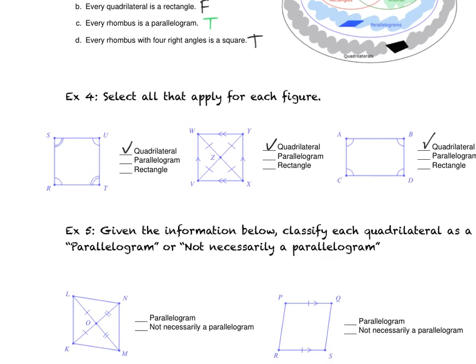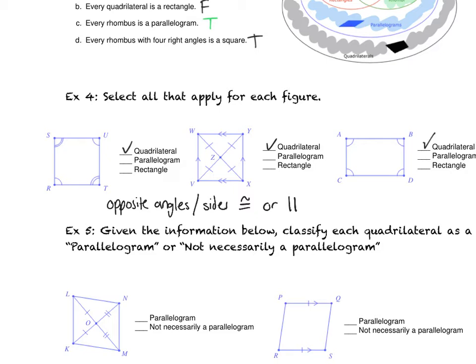Now, when we're looking to see if something is a parallelogram, a parallelogram has actually three features. Opposite angles are congruent, or opposite sides are congruent, or they are also parallel. So opposite angles or sides are congruent or parallel. Okay, that is one definition, or two definitions really, of a parallelogram.